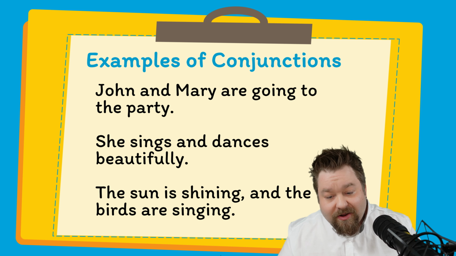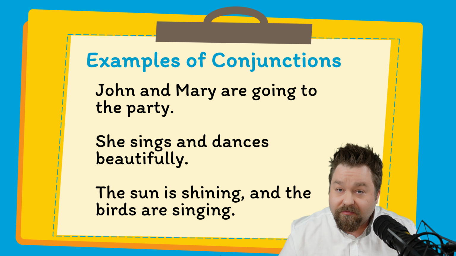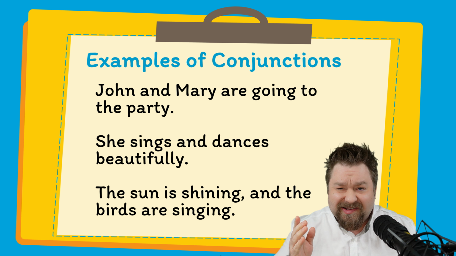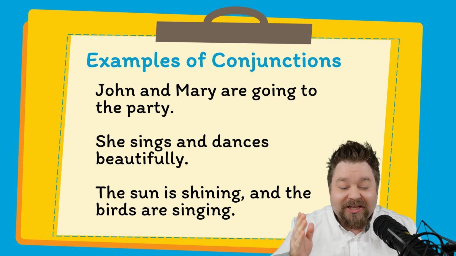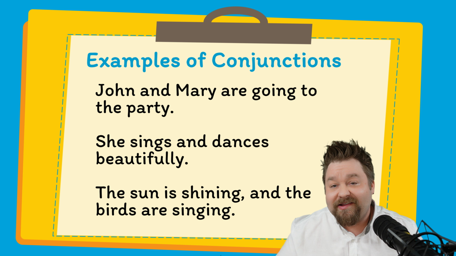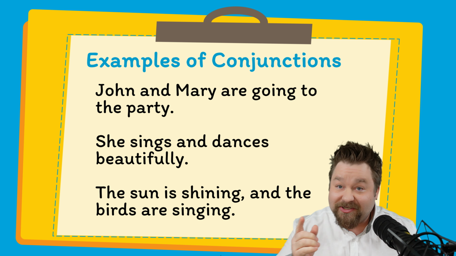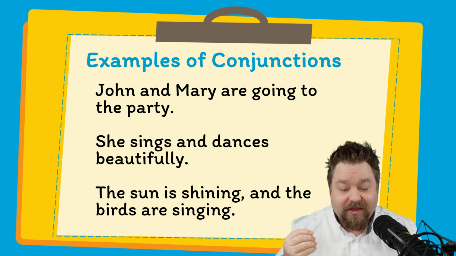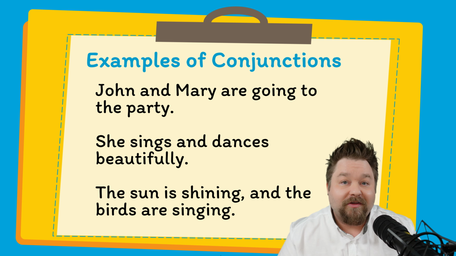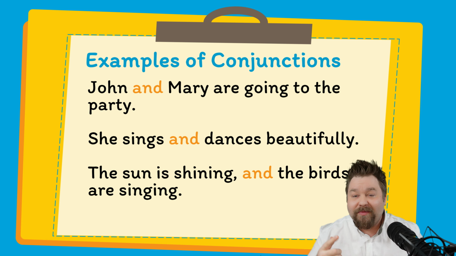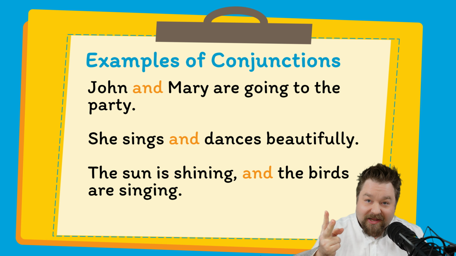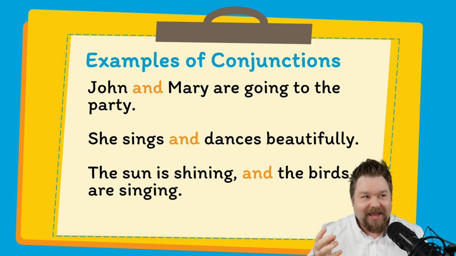John and Mary are going to the party. There's a conjunction. Do you see it? I'm sure you do. She sings and dances beautifully. I bet you see that one too. And the third one, the sun is shining and the birds are singing. Ooh, you see that one as well. Why? Because they are the and, and the and, and the and.